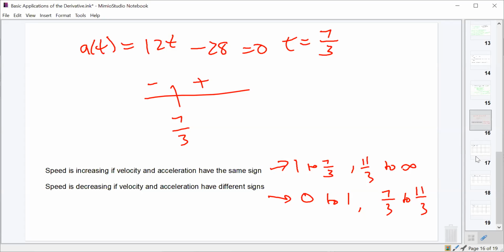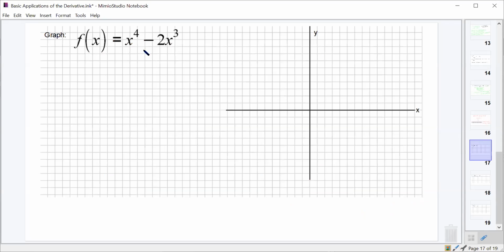All right, so any questions on that? All right, so I'd like you guys to start figuring out increasing, decreasing, concavity, all that stuff for this graph, and then we're going to try and graph it. So take a minute or two and try and figure out all that stuff.